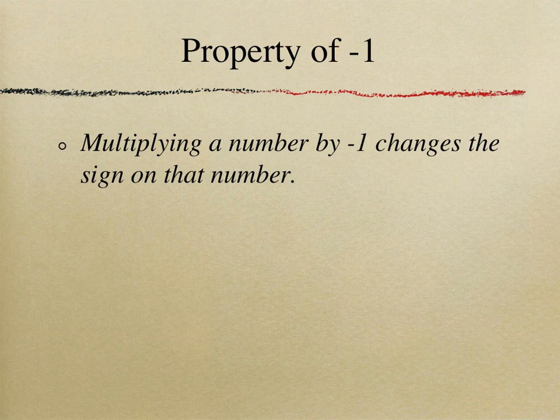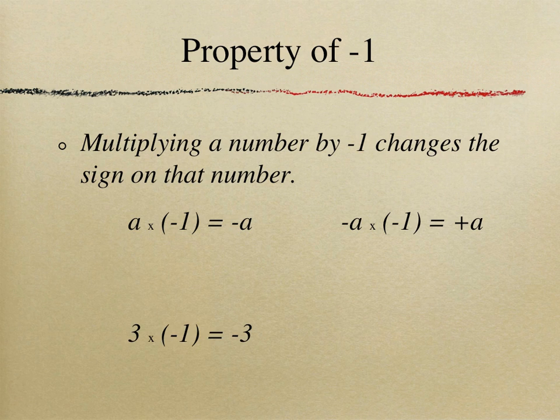Next, we have the property of -1. This says that when you multiply a number by -1, you change the sign on that number. For example, if I start off with A and I multiply it by -1, then I get -A. If I start off with -A and I multiply it by -1, I get positive A. I switch the sign on the number. Multiplying by -1 switches the sign on the number. So 3 times -1 gives you -3. -4 times -1 gives you +4.